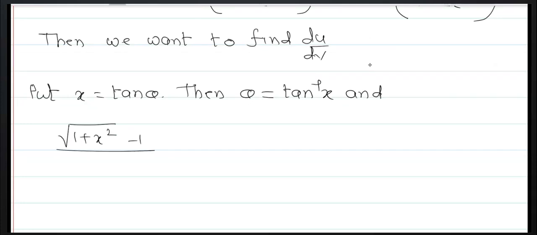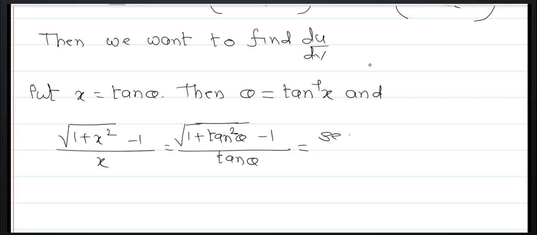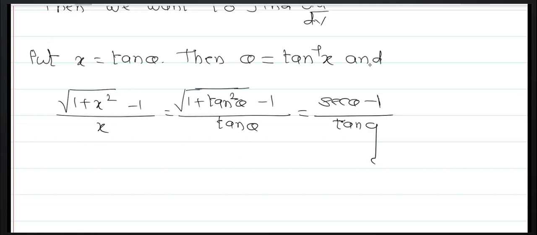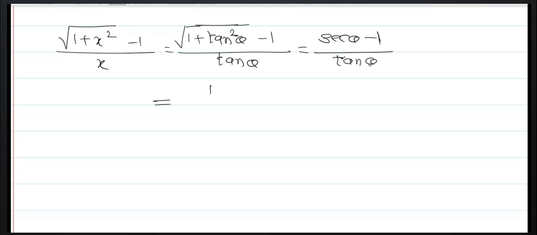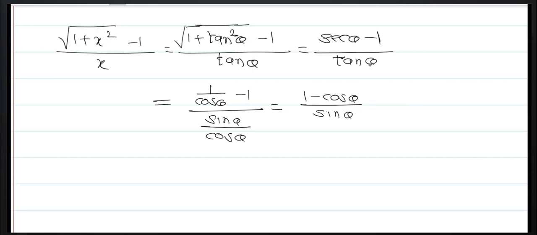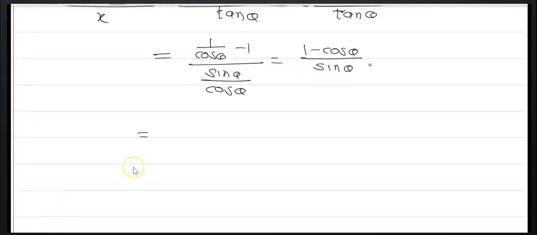Now in root of 1 plus x square minus 1 upon x, that is root of 1 plus tan square theta minus 1 upon tan theta. 1 plus tan square theta is sec square theta. Root here, sec theta minus 1 upon tan theta. This is 1 upon cos theta minus 1 upon sin theta upon cos theta. The cos gets cancelled. If we simplify, you will get 1 minus cos theta upon sin theta.